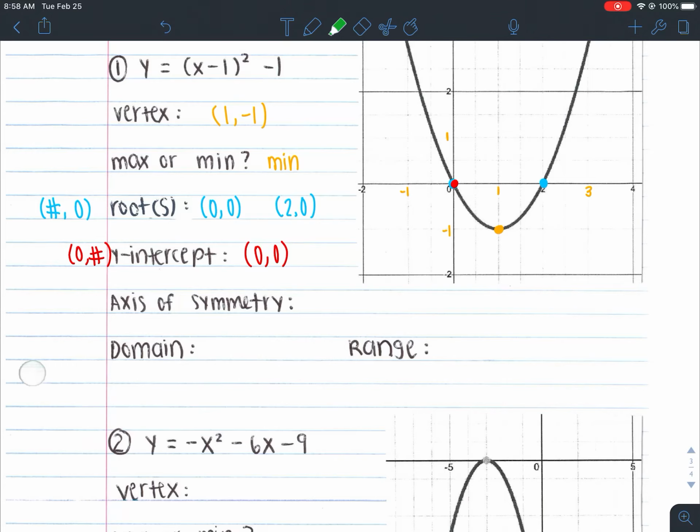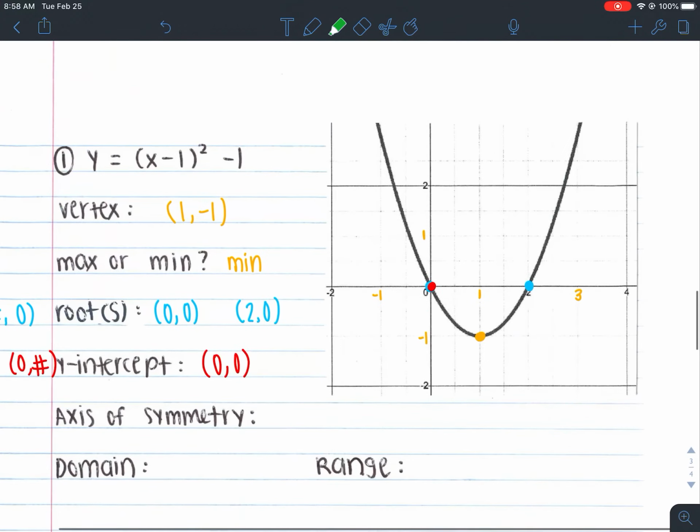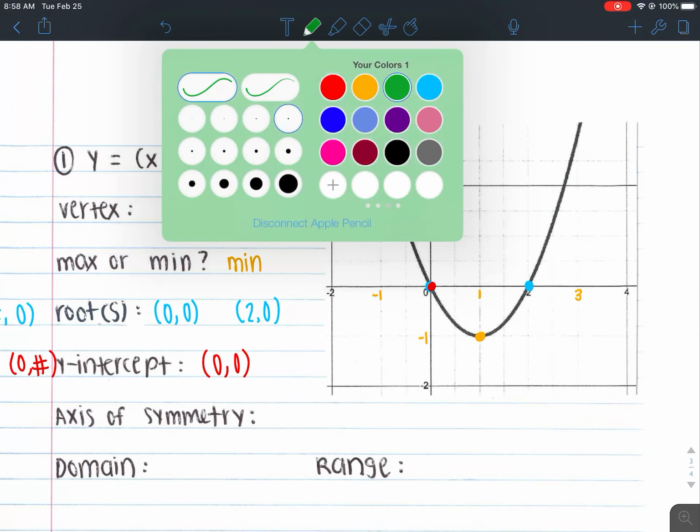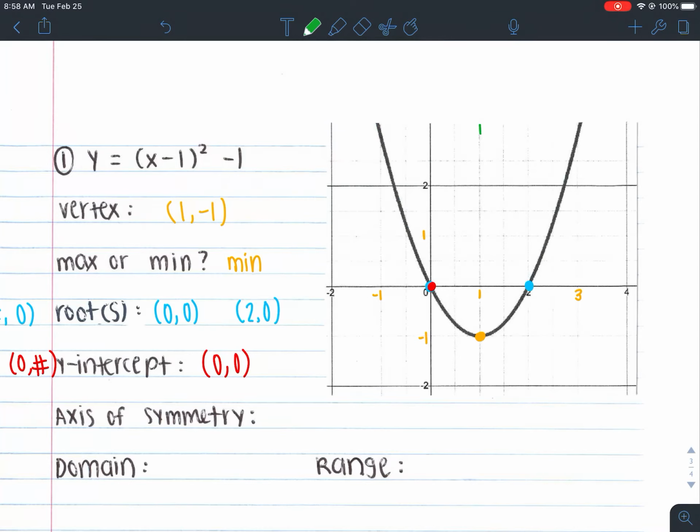Okay, axis of symmetry. Now remember, that's the line that cuts our parabola into 2 parts. So if I want to think about it, it's going to be the line that cuts it in half. And it has to go through this middle point here. So it's going to be this line right here. Okay? So if you want to help yourself out, you can draw a line that cuts it down the middle and be like, okay, that's the line that cuts my parabola exactly into 2 equal parts.